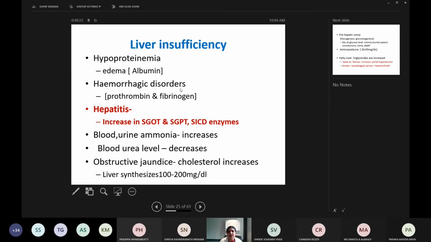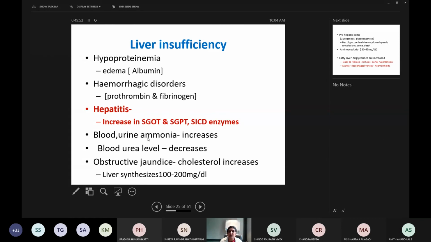If a person has cirrhosis or fatty liver for a longer time, you will see petechial hemorrhages below the skin. That is because of lack of fibrinogen and prothrombin synthesis. Okay. Then in hepatitis, we will find a severe increase in SGOT and SGPT and SICD enzymes. The long forms you will find in the book, please go through them. So blood urea and ammonia increase.